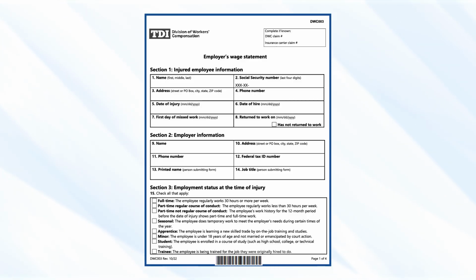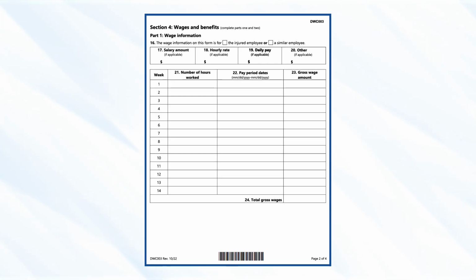Now, employers must also file a wage statement. This is a DWC Form 003, an employer's wage statement. This is a document, the wage statement, where you were going to provide the employee's last 13 weeks of income prior to the injury. And again, this is an employer form, but it's very important that it is filed because this is what determines an injured employee's income benefits.